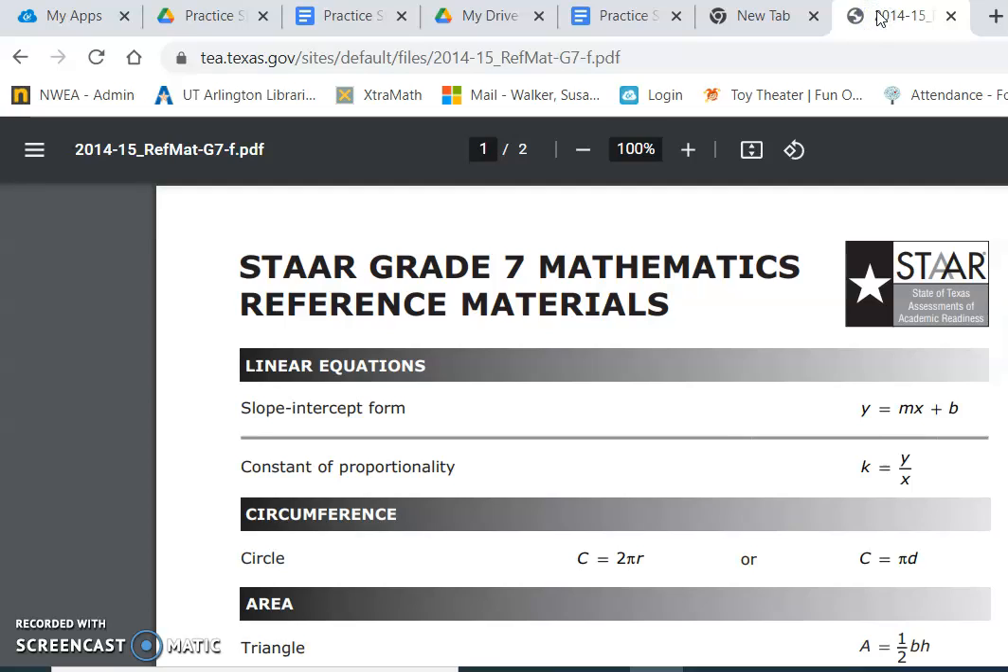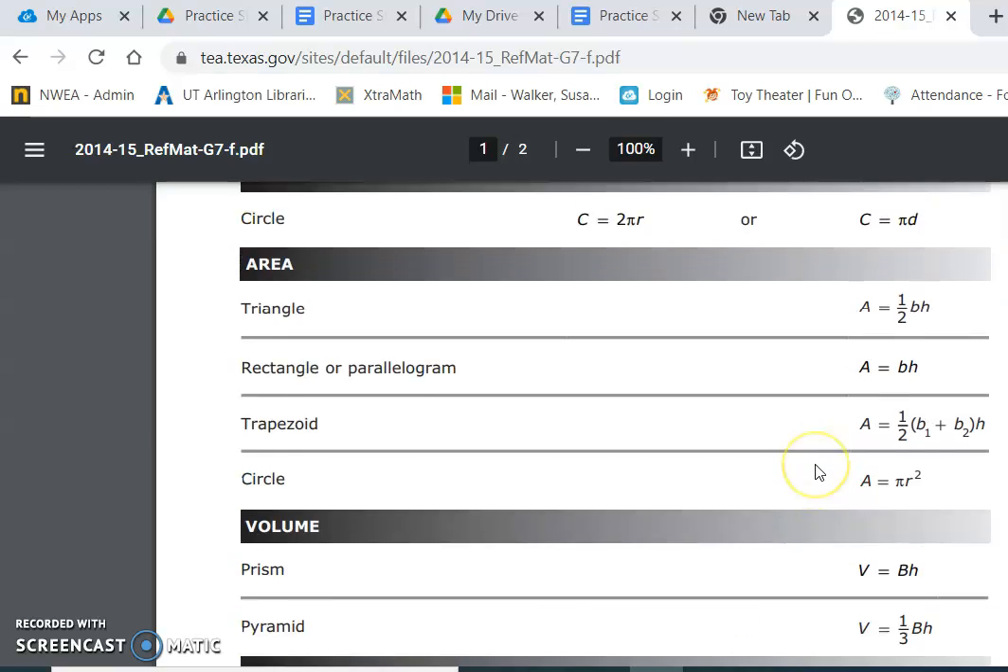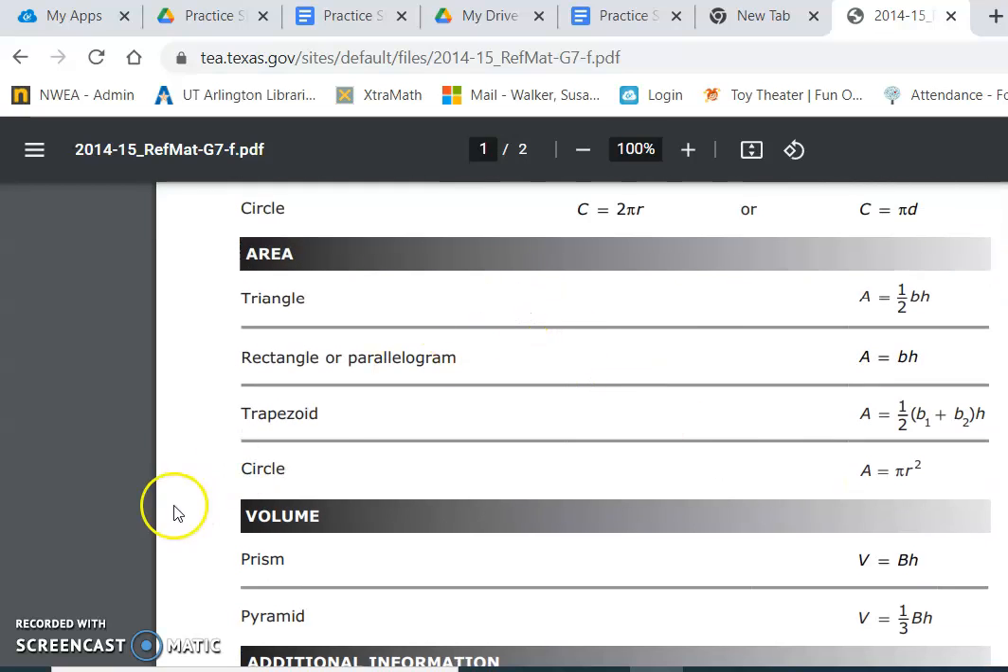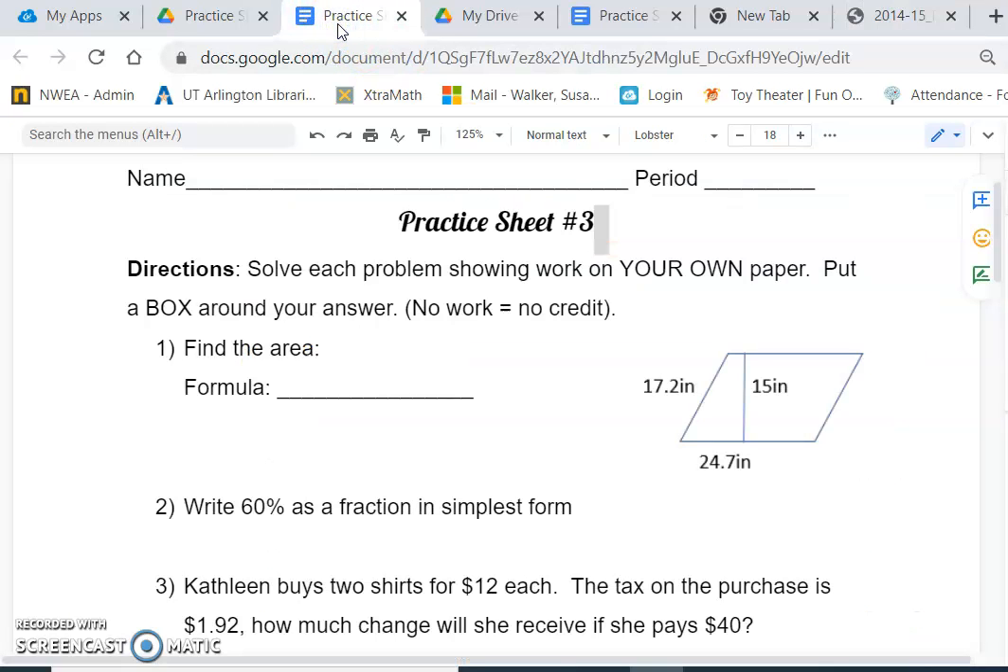We've been talking about that. So let me scroll down because I don't have my little cursor on the side. Area, parallelogram: A equals BH, base times height. Okay, so hopefully by this time we know base and height will be those two. They form a right angle, and we want to substitute in our numbers.